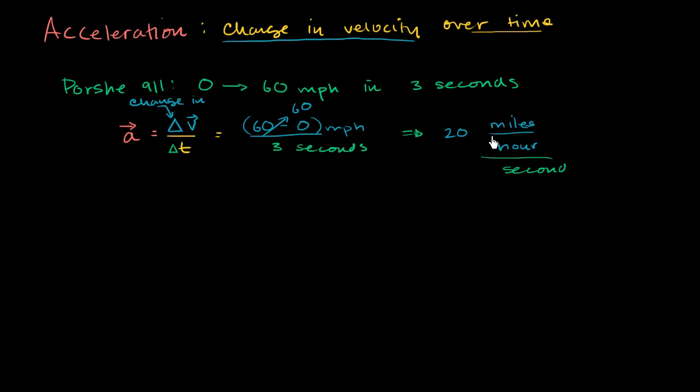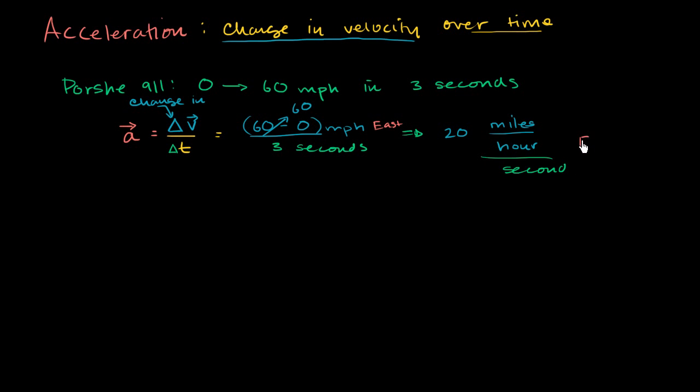Let's just think about what this is saying. We could get it all into seconds, or we could get it all into hours, whatever we like. This is saying that every second, this Porsche 911 can increase its velocity by 20 miles per hour. So its acceleration is 20 miles per hour per second. And actually, we should include the direction, because we're talking about vector quantities. So this is to the east.